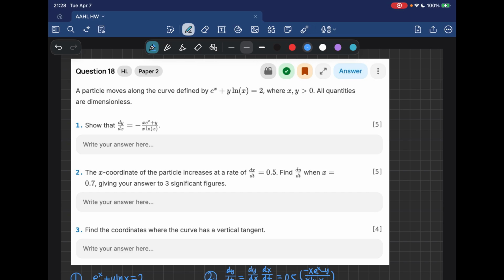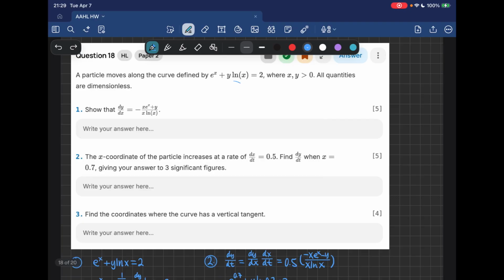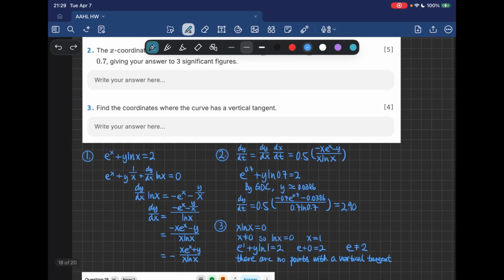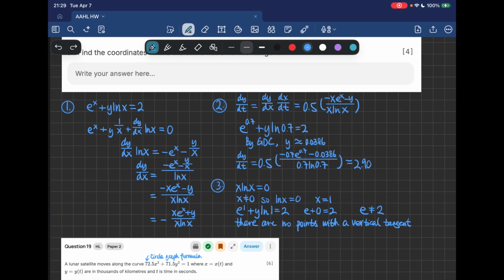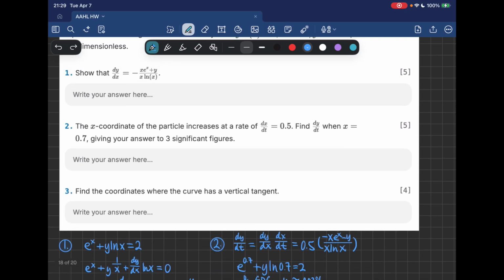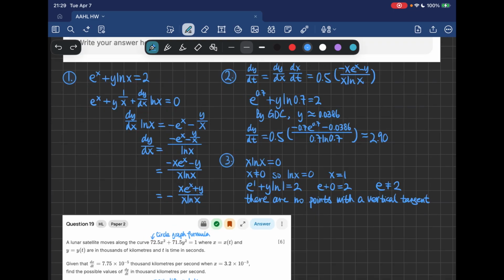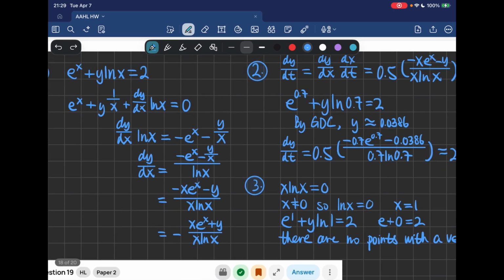So let's first do implicit differentiation on this equation. Just remember that for ln x, the derivative is 1 over x, yeah. And apply the product rule here. So after isolating dy over dx, you will get this, which looks exactly like what's in the answer and also in the question.